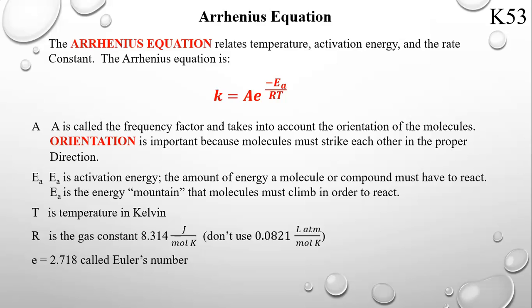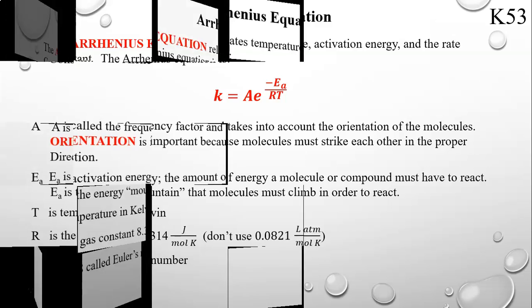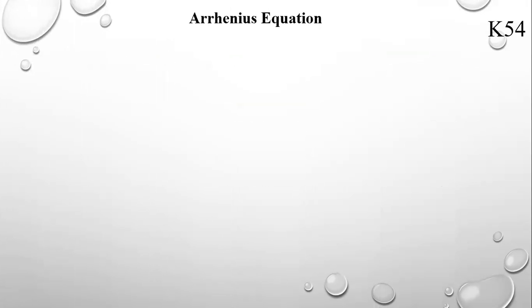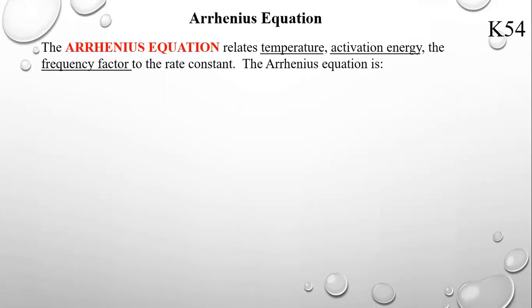All right, so that describes it. What you want to come away with is, what is the rate constant a function of? It's a function of the orientation and the frequency that the molecules hit each other. That's A. It's a function of the temperature. That's T. And it's a function of how high the activation energy is. So the Arrhenius equation relates temperature, activation energy, and the frequency factor to the rate constant K. The Arrhenius equation, there it is again.